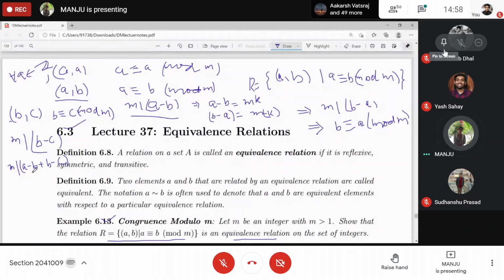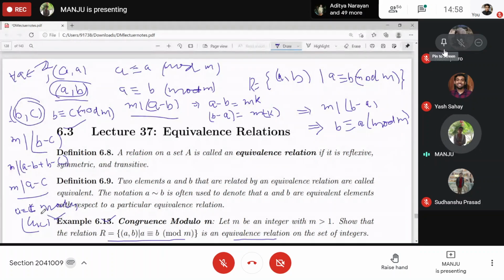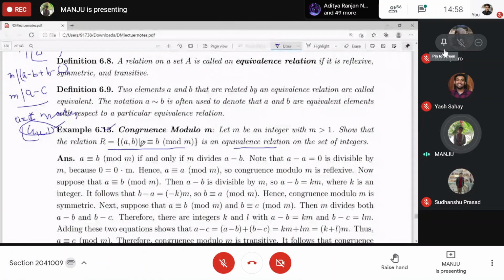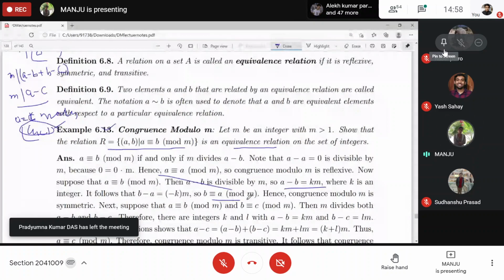So B got cancelled. What do we get? M divides A minus C. And this means A is congruent to C modulo M. This means (A, C) belongs to the relation. So we have chosen that (A, B) and (B, C) belong to the relation, and then we have shown that (A, C) belongs to the relation. That means this is transitive. Reflexive done, symmetric done, transitive done.